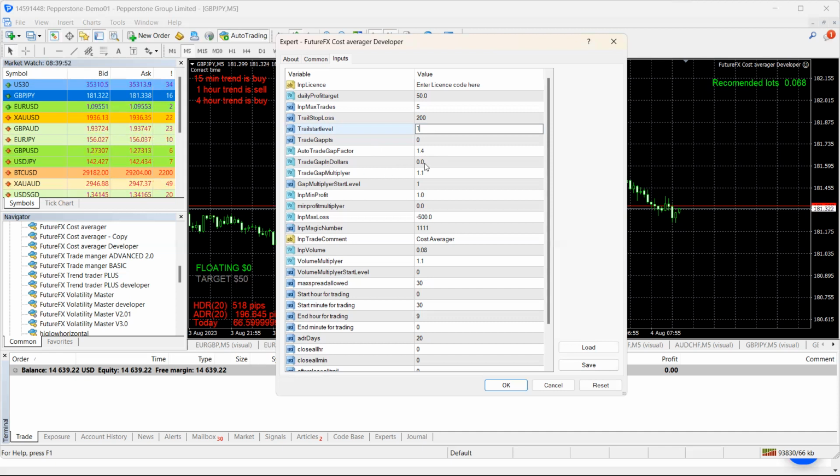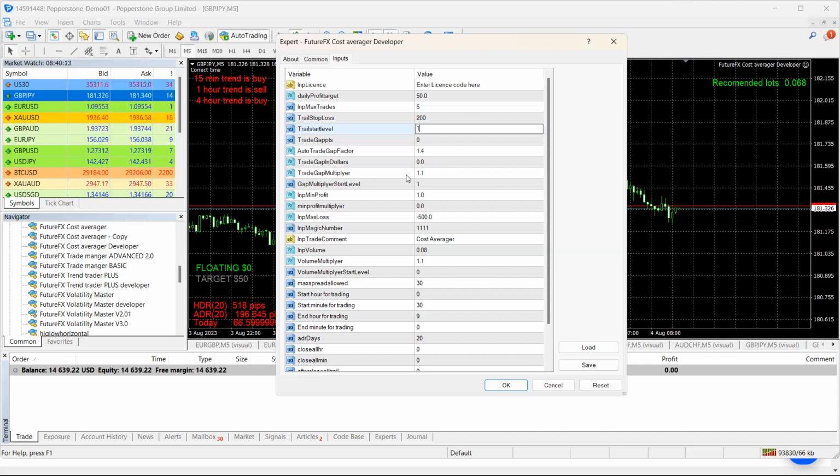Trade gap in dollars. That's a very old setting that is still there, but not really ever being used. I may remove that altogether in a future version. That's if you wanted to type in the dollar distance between the trades. But most likely you won't want to worry about that one.